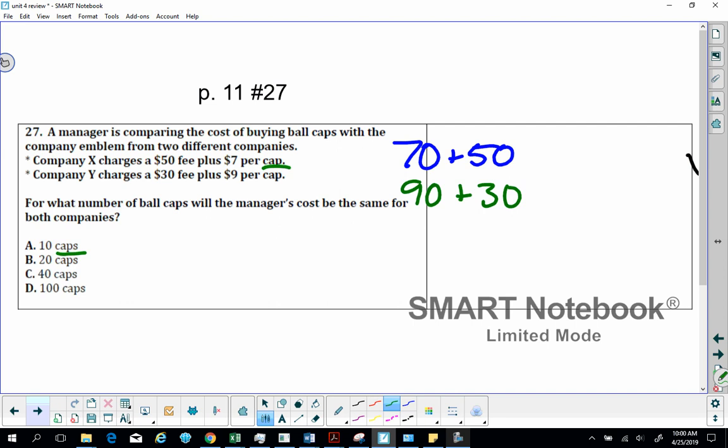How much per cap? This question was also from your test too, and I remember Damon, when he took his test, started with $50 and he just kept adding 7, and then started with 30 and kept adding 9 until they were the same number. However you solve it, that works if you're more of an algebraic thinker, but remember, use what makes sense to you. Good?